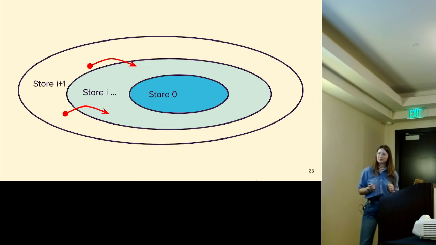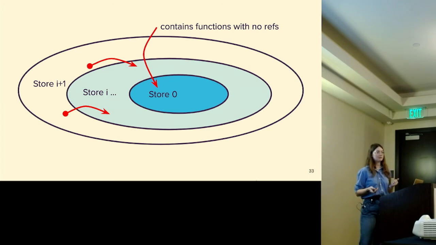So let's think about what's in our store level 0 here. There's no restrictions on what references can store. We can still store functions in references, but at store level 0, they're very particular functions. They're functions that we know have no references in their environment.